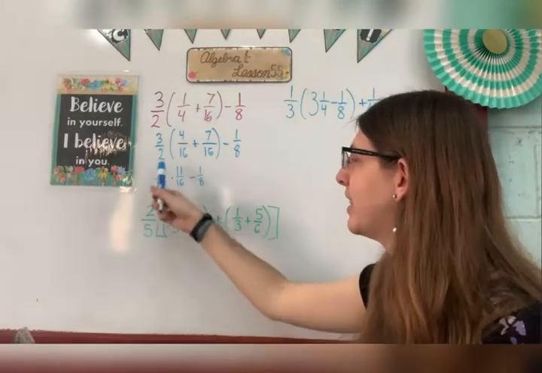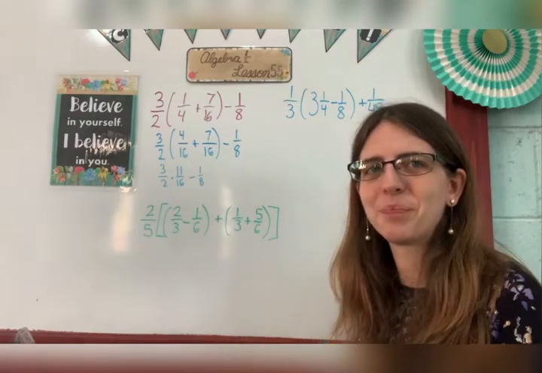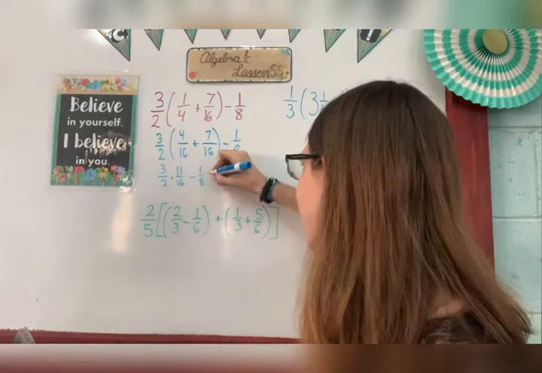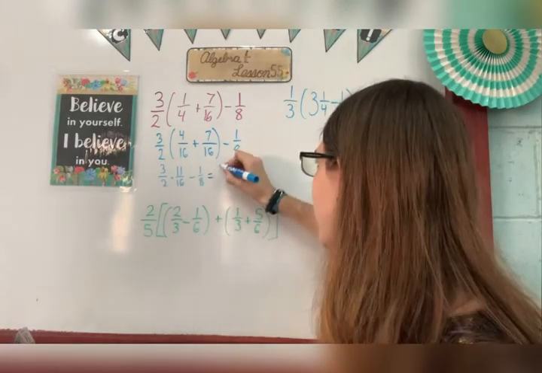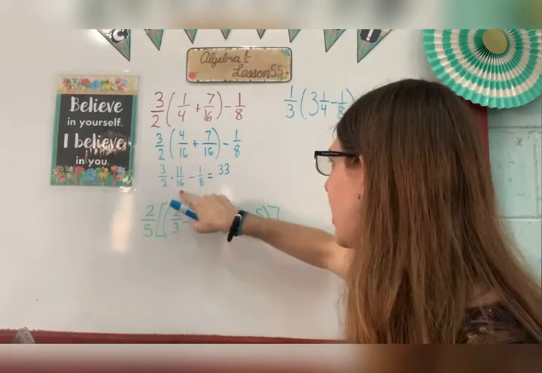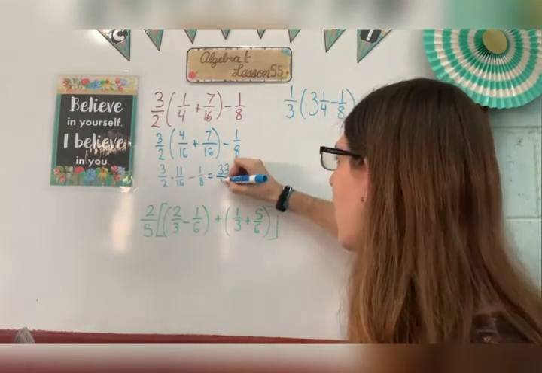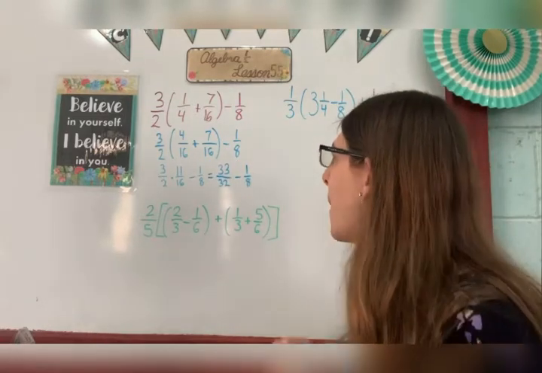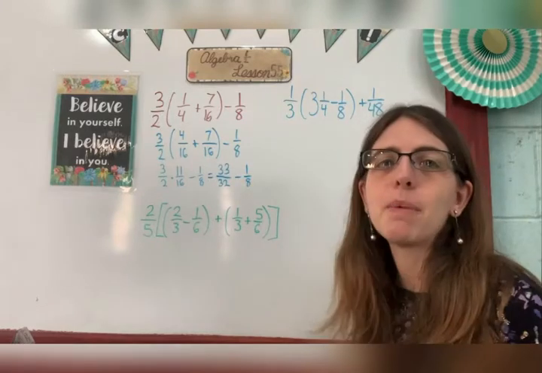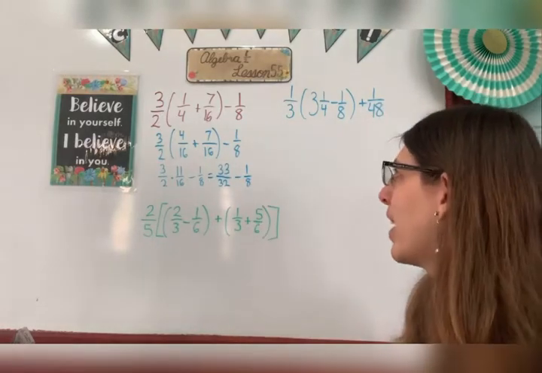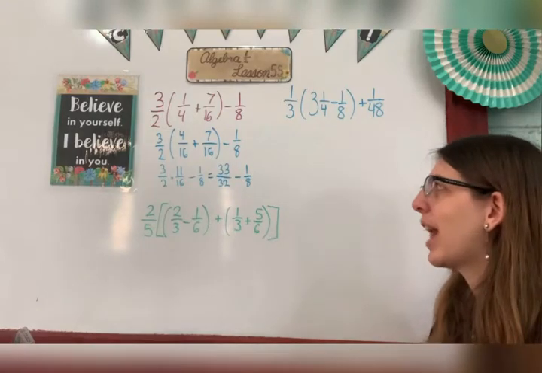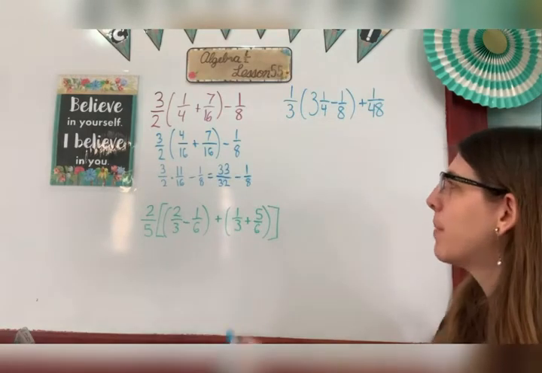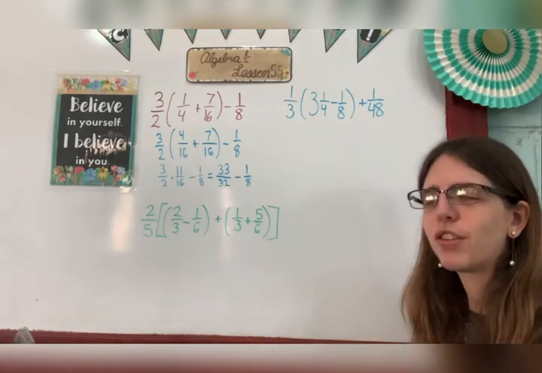Is there anything that I can simplify here before I multiply? No, sadly there's nothing I can cancel, so I just have to multiply across. So 3 times 11 is 33. 2 times 16 is 32. So I have 33 over 32 now, minus 1/8. But before I can subtract that 1/8, I have to change 1/8 so it has a matching denominator of my other fraction. What's the least common multiple for 32 and 8?